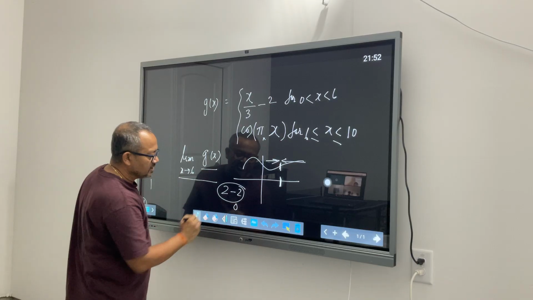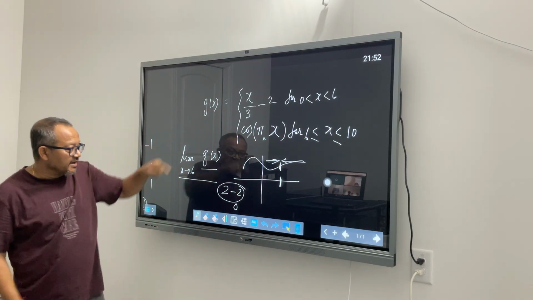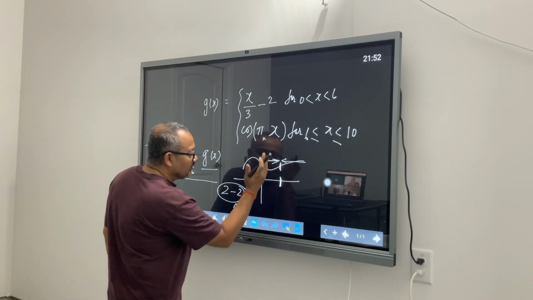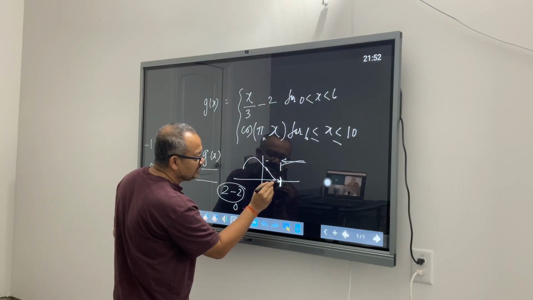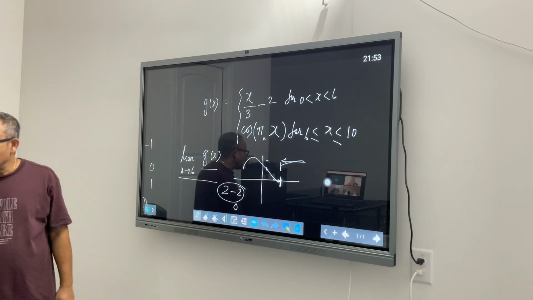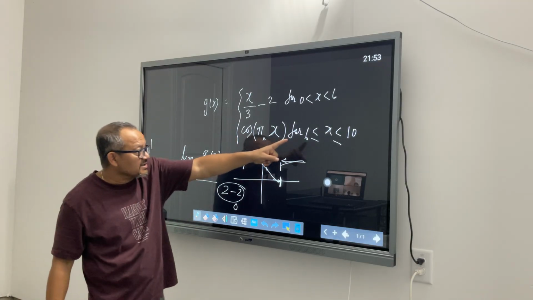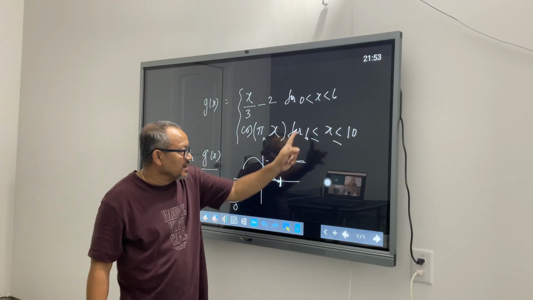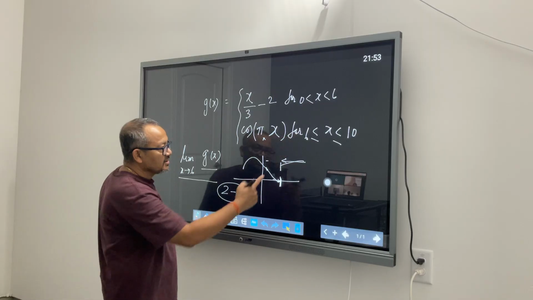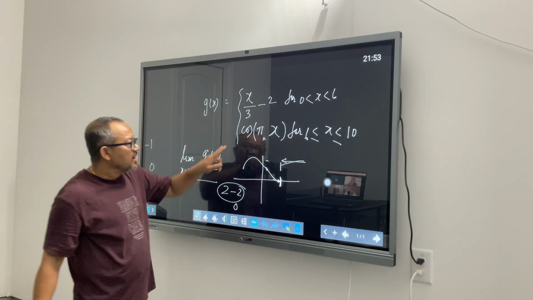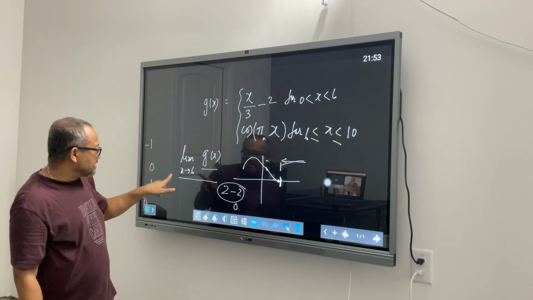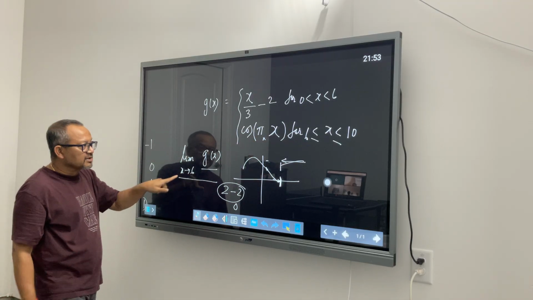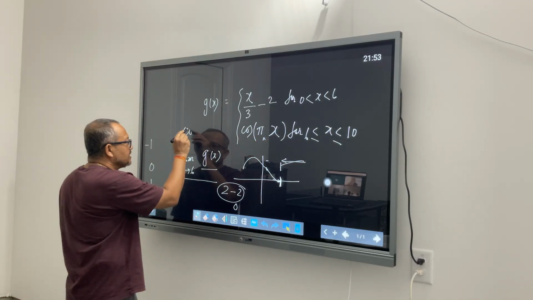Okay. So in this case, what is happening is it is somewhere here. And then when x is between 6 and 10, 6 included, this is cos of pi times x. X is 6 here. We are trying to find out for x approaching 6. So this is cos 6 pi.